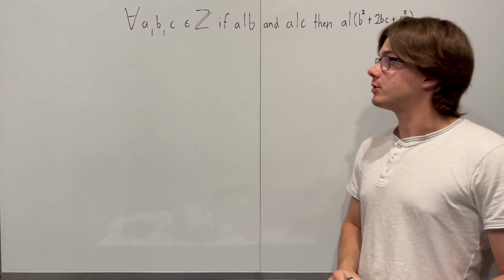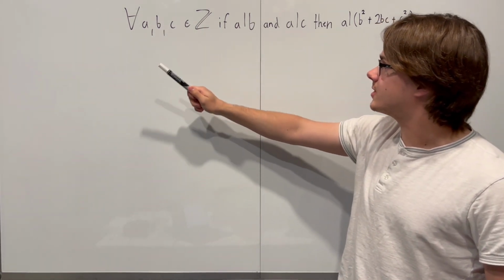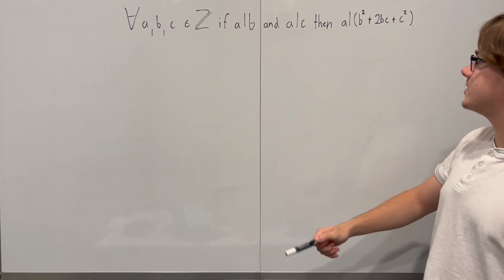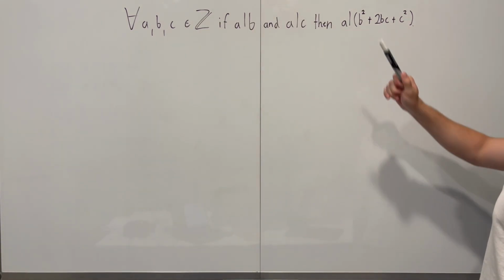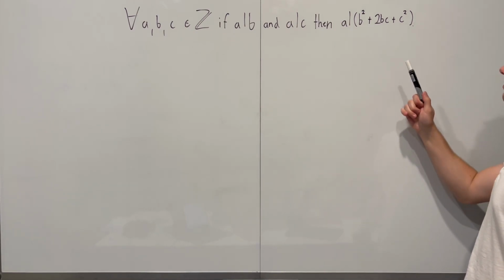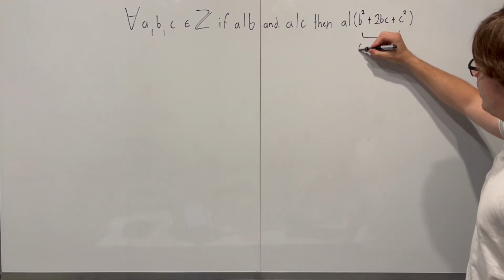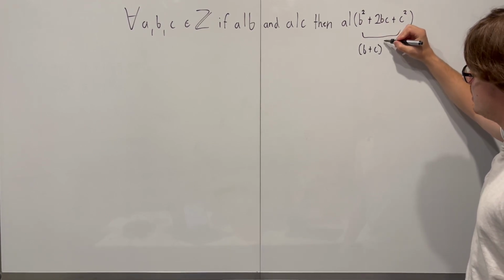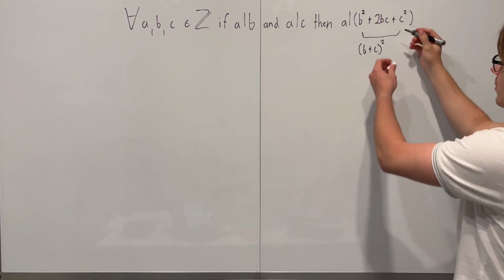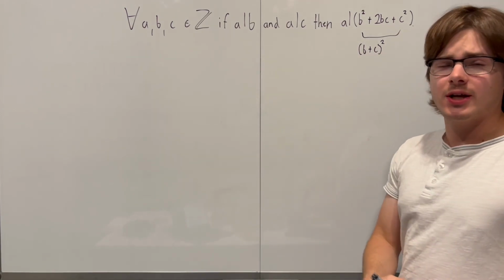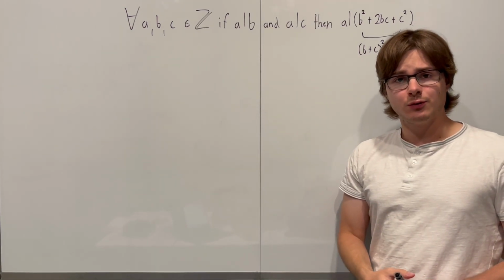Is the following statement true: for all a, b, and c that are integers, if a divides b and a divides c, then does a divide b² plus 2bc plus c²? Or in other words, does a divide (b plus c) all squared? To figure out whether this is true or not, let's use an example to assume it's true and then try and prove that it might be true.